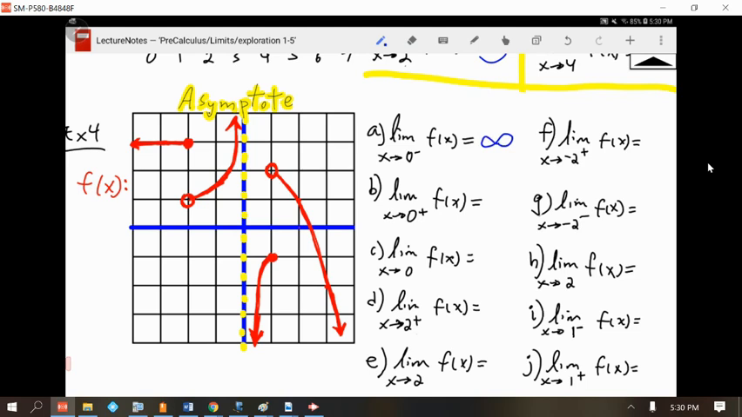What about part B? The limit as X approaches 0 from the right side. The right side of 0, right? You're at 0.5, you're at 0.1, you're at 0.01, you're at 0.00001. You're approaching 0 on the right of 0. And notice there, the graph is going down, down, down forever. So there's infinity and there's also negative infinity.